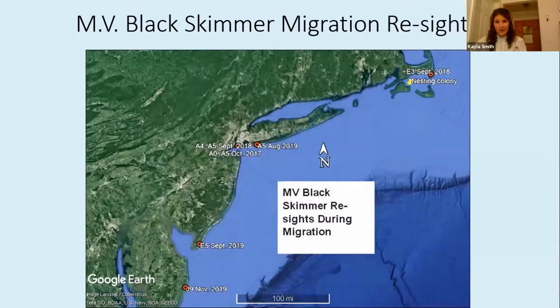So here's a map of Martha's Vineyard, the nesting location, and some resight locations along the migration routes. So here's Long Island, Coney Island. There were a couple in Maryland, it looks like.